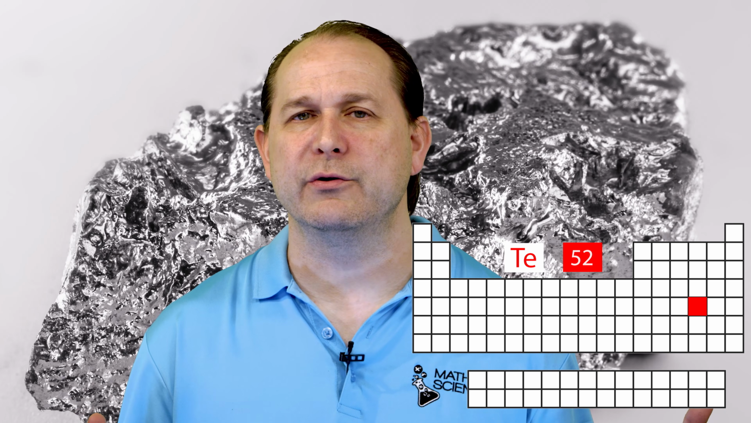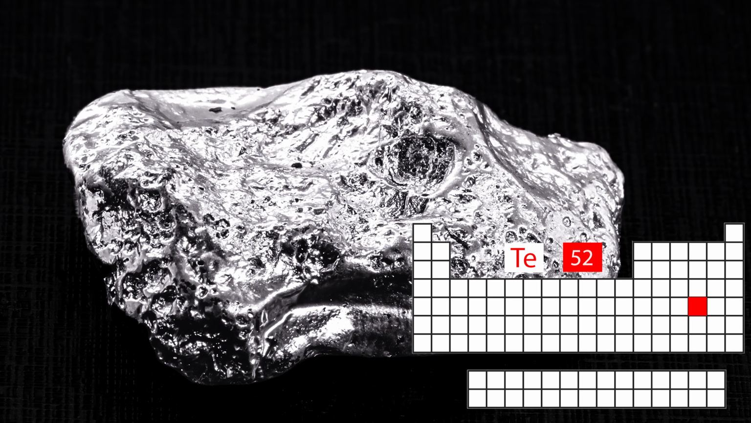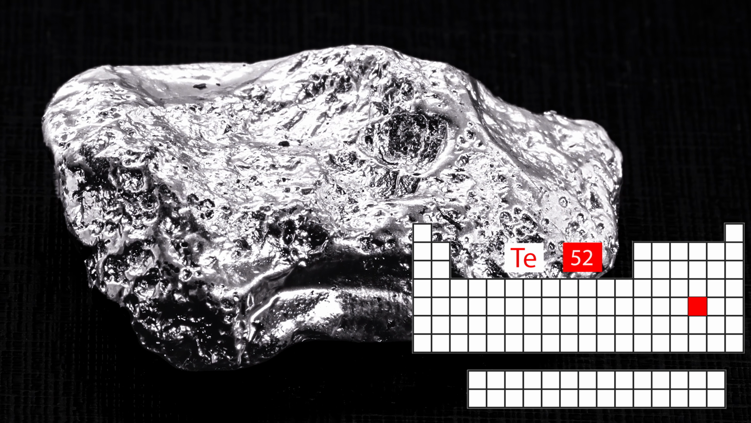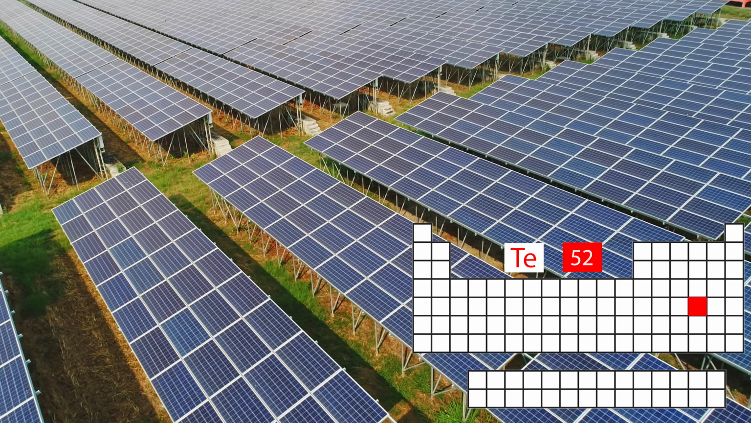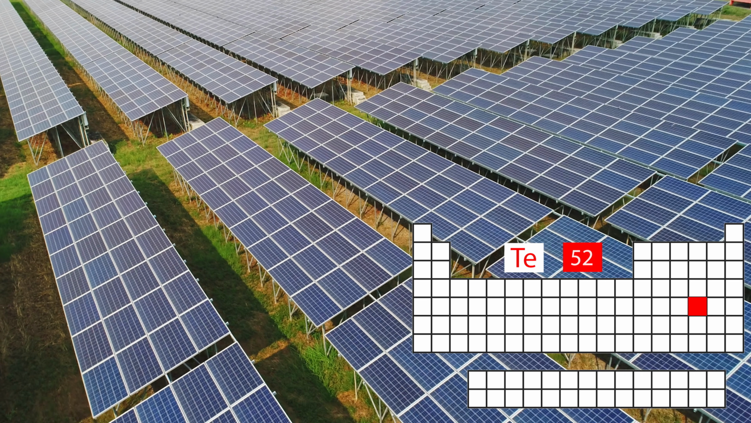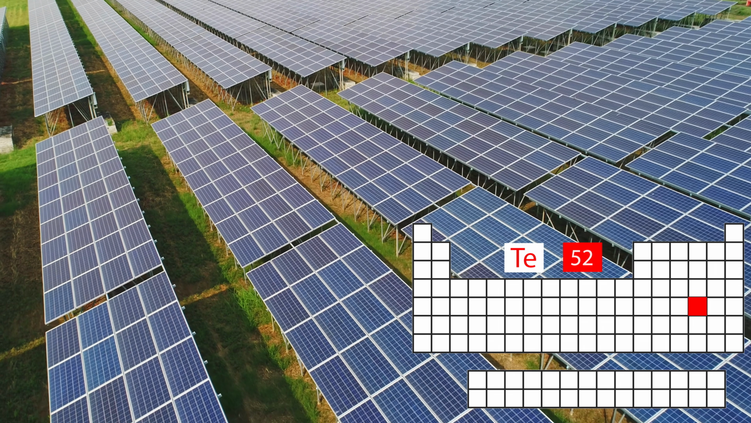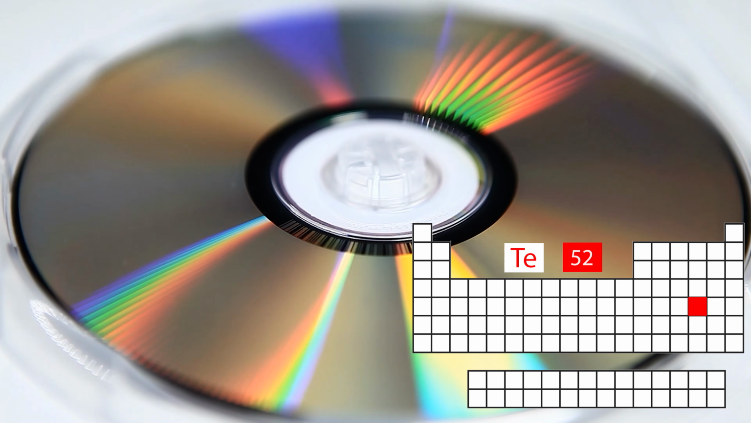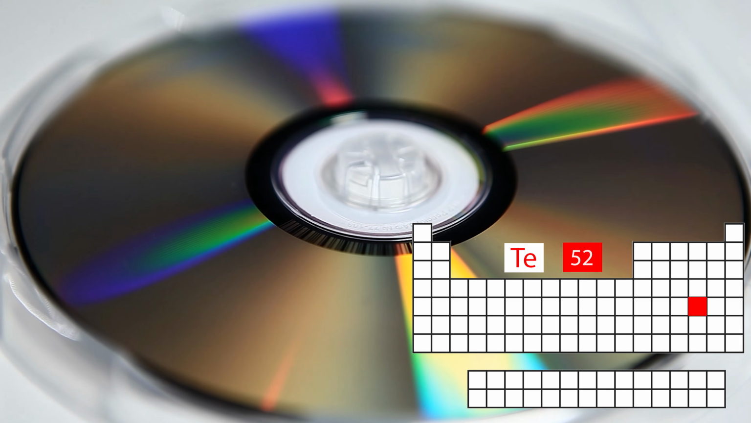Here's element 52, it's called tellurium. It's used in solar panels and rewritable CDs and DVDs, and an interesting fact is when metabolized by bacteria, it actually produces a garlic-like smell that can be detected on a person's breath.